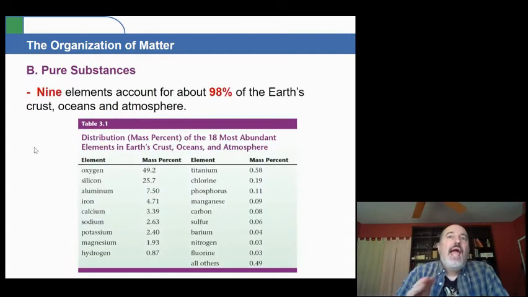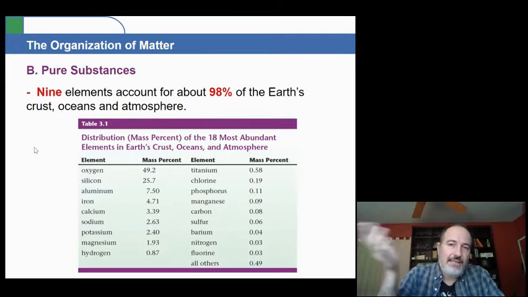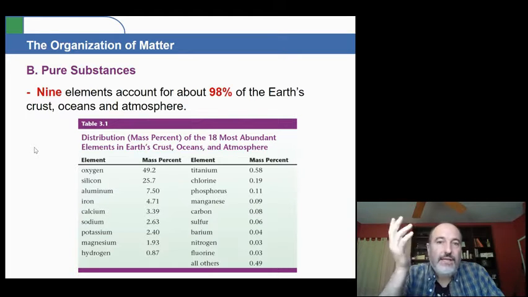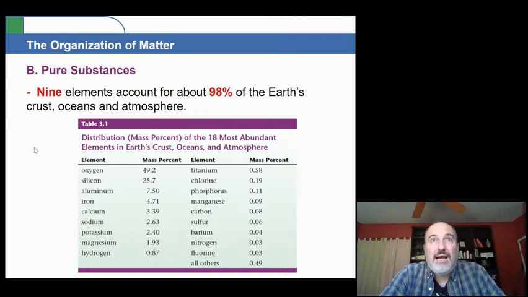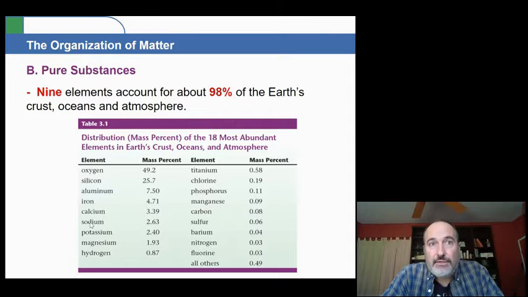Now, even though there's like 90 or so naturally occurring elements and another almost 30 man-made or human-made elements, believe it or not, only 9 elements make up about 98% of the Earth's crust, the oceans, and the atmosphere. In other words, the part of the world that we can get to. And it's made up of these different 9 elements right here: oxygen, silicon, aluminum, iron, calcium, sodium, potassium, magnesium, and hydrogen.